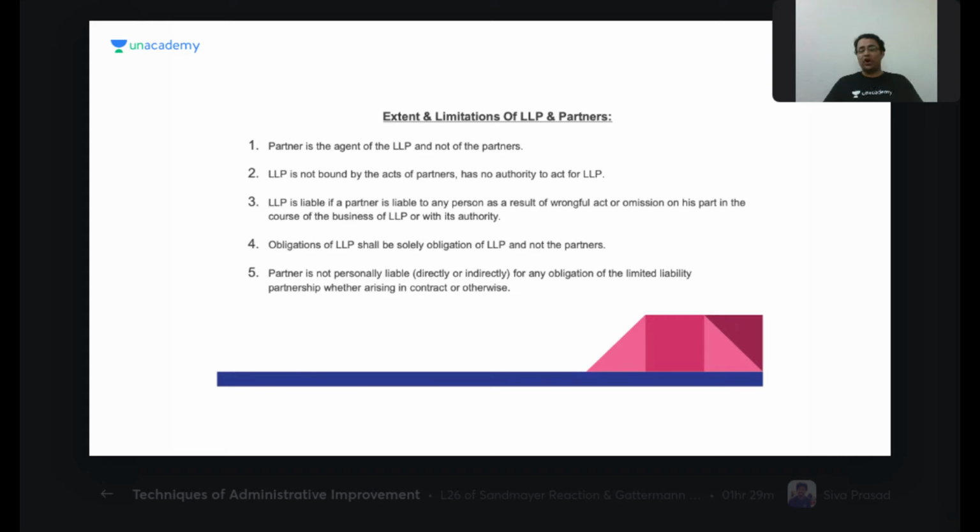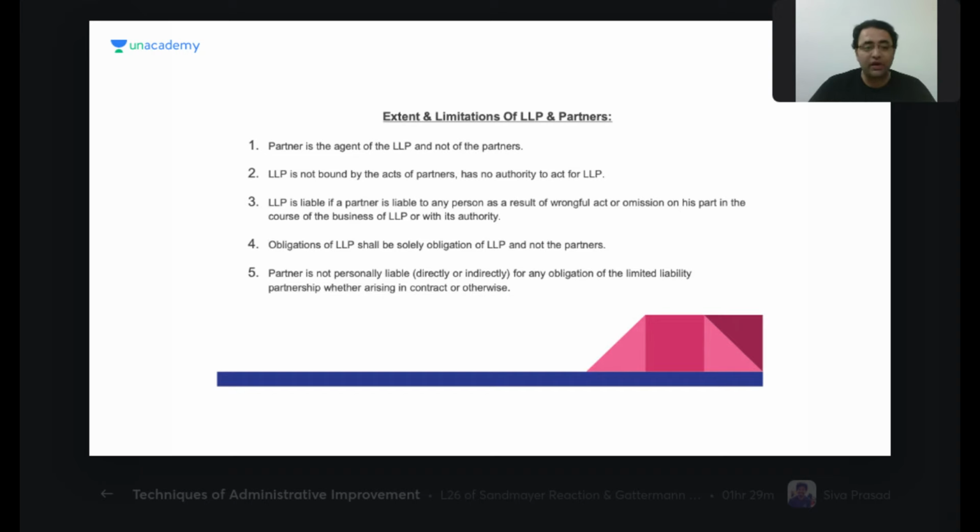Now, in case the normal business of the LLP is going on and any partner in the course of normal business does any wrongful act with an outsider, then the LLP is liable for the acts of the partner, simply because the partner is an agent of the LLP and not of the other partners. So the LLP will have to make good the loss to the outsider, but it in turn can claim it from the partner who committed the default.